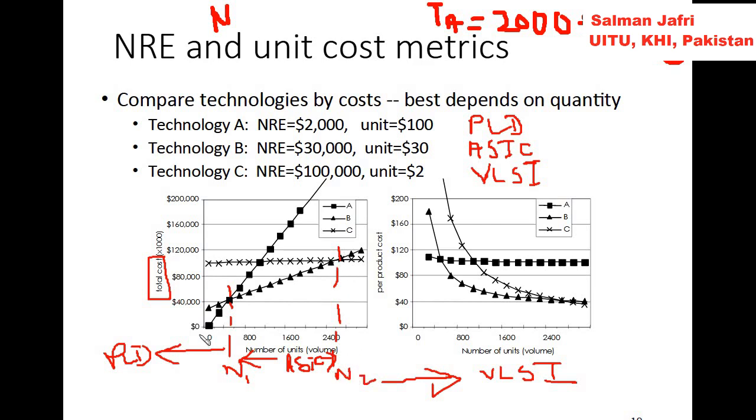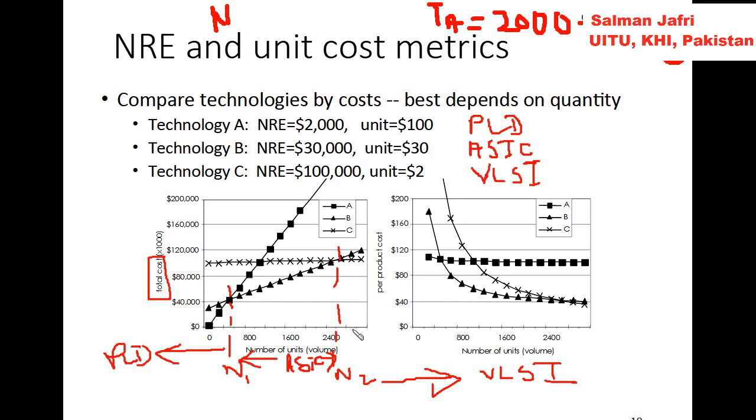So once we have found the values of N1 and N2, like the graph is telling us, when the number of units is less than or equal to N1, the total cost of technology A is less than the total cost of technology B. So what does it signify? If we want to manufacture a small number of units, less than or equal to N1, in this region, we would select technology A for the lower total cost.